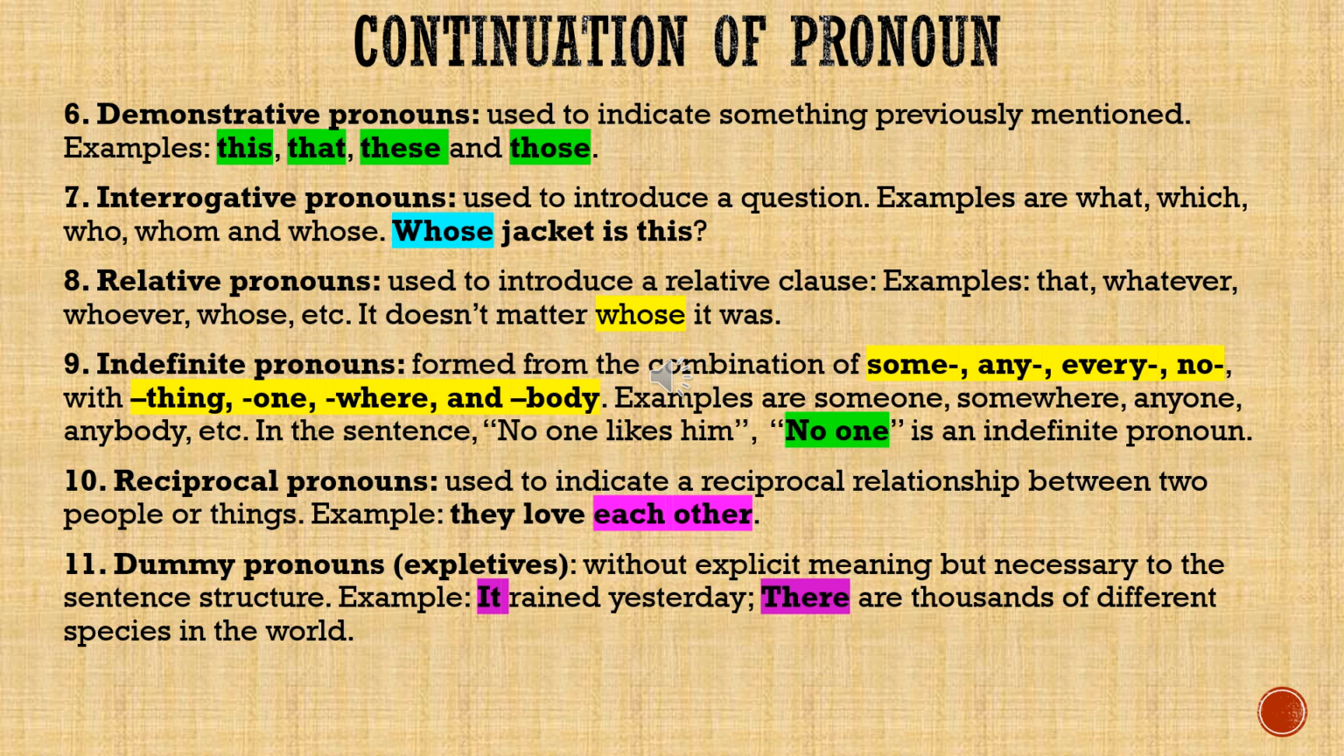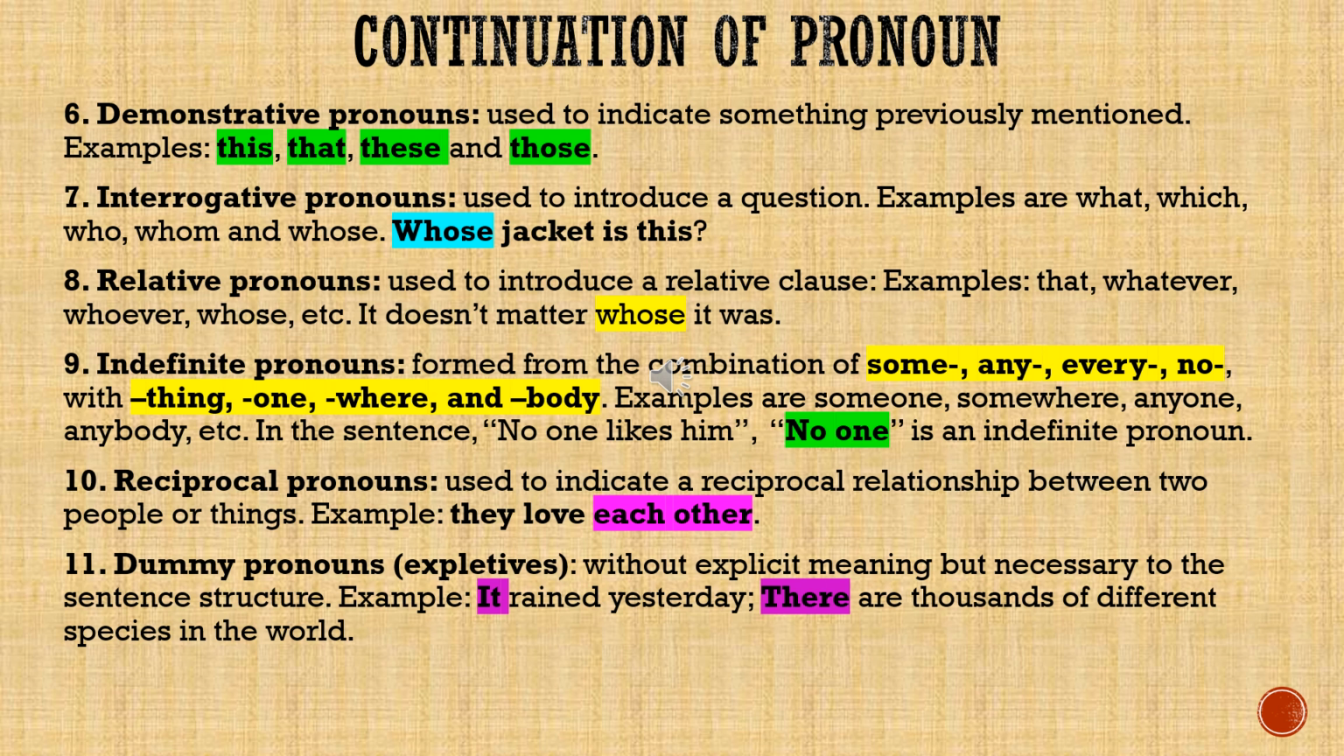In the sentence, "No one likes him," no one is an indefinite pronoun. In the sentence, "Some are born lucky while others have to work hard for everything they get," some and others are indefinite pronouns. In the sentence, "Few were able to excel," few is an indefinite pronoun. 10. Reciprocal pronoun. A reciprocal pronoun is a pronoun that is used to indicate a reciprocal relationship between two people or things. Examples are each other, one another, etc.